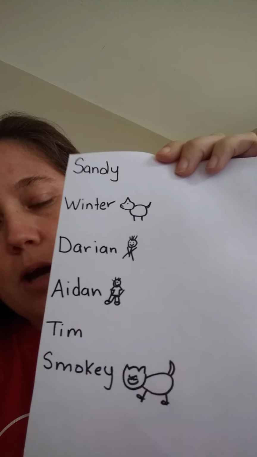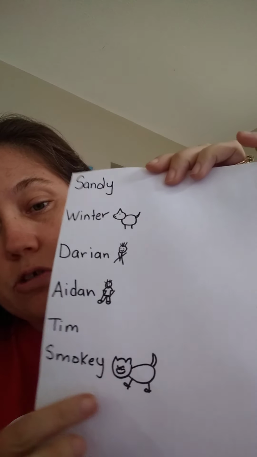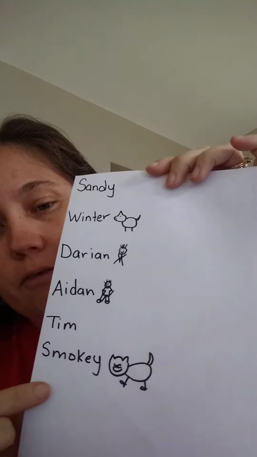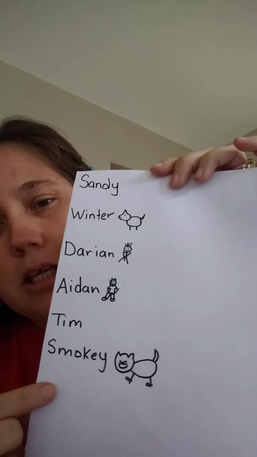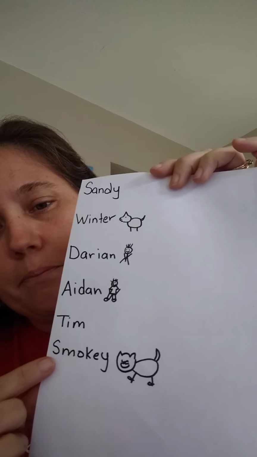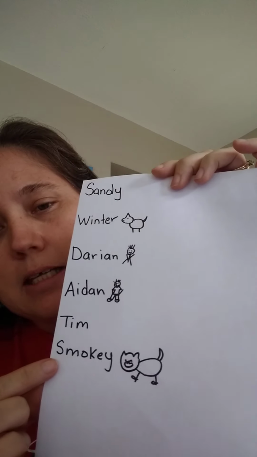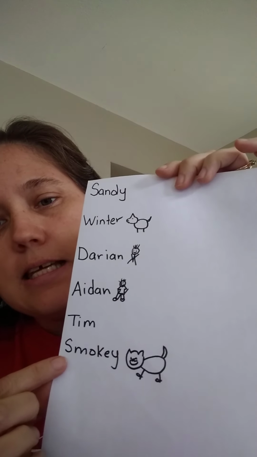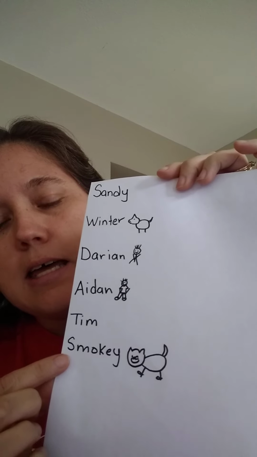As soon as you write down the names, or you could draw just a picture of your pet, I want you to think about the first letter in their name. Let's take a look at Smokey. Smokey starts with the letter S.